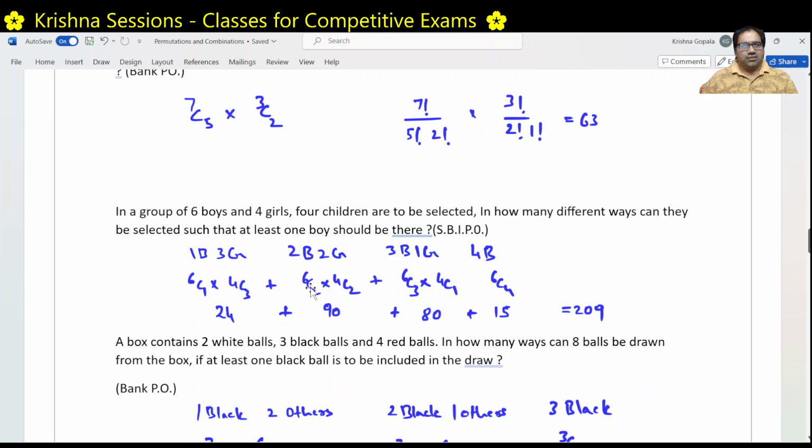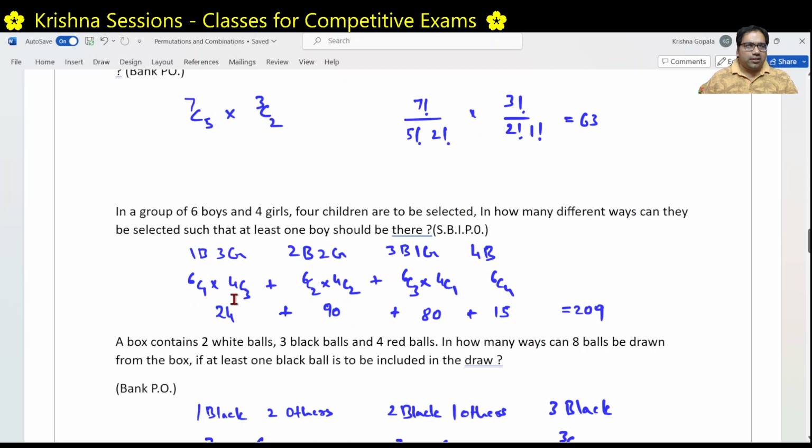Similarly, 2 boys and 2 girls. What is the number of ways? Out of 6 boys, we need 2 boys, 6C2, and out of 4 girls, we need 2, into 4C2. So similarly, 6C3 into 4C1, and 6C4. These are the various possibilities.